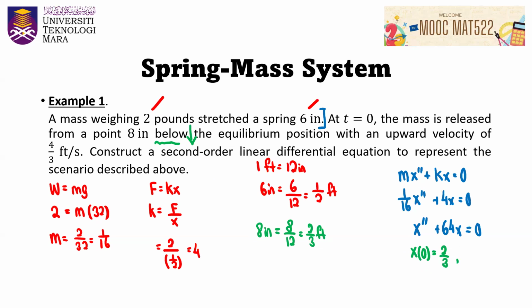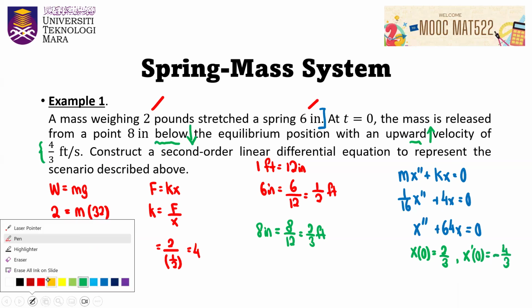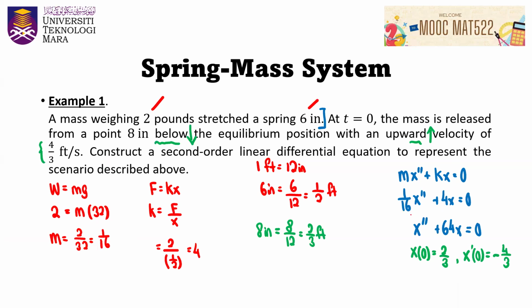Second initial condition, upward velocity of 4/3 feet per second. Again, the upward direction has a negative sign. Therefore, the velocity gives us the second initial condition, x'(0) = -4/3. Having the model and the corresponding two initial conditions, this gives us the complete model for this example number 1.